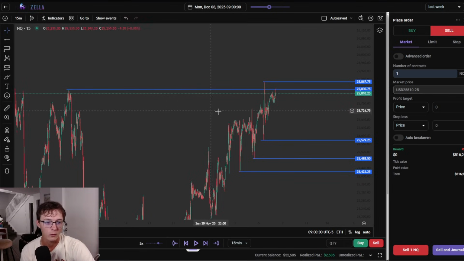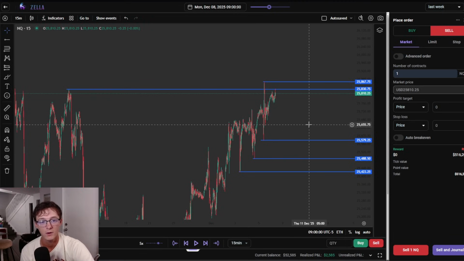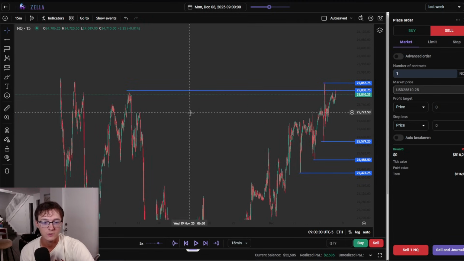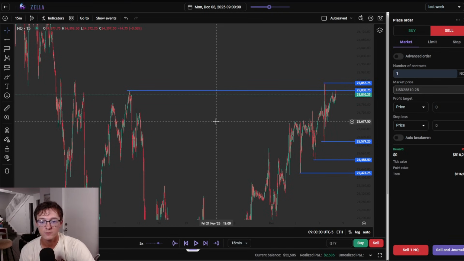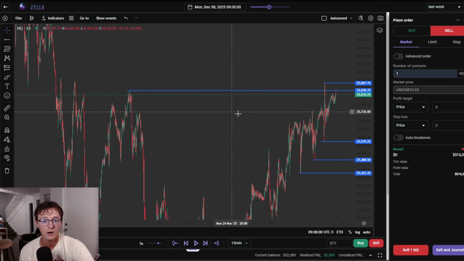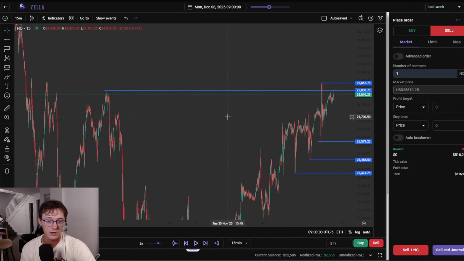So even old liquidity from a week ago, 2 weeks ago, whenever it is, even if it's from months prior, these liquidity zones are just areas of unfilled orders that eventually are going to have to be filled at some point. The market always looks to fill unfilled orders, and that is the whole point of liquidity sweeps.